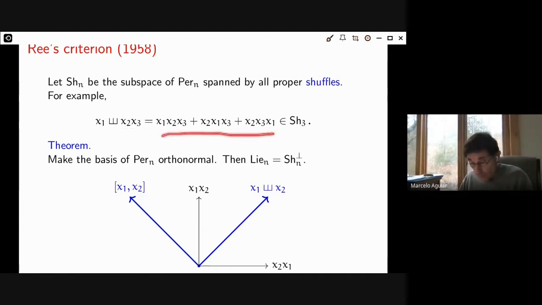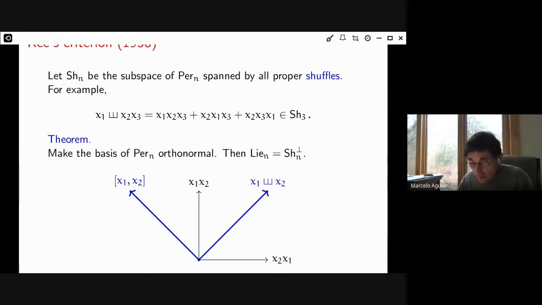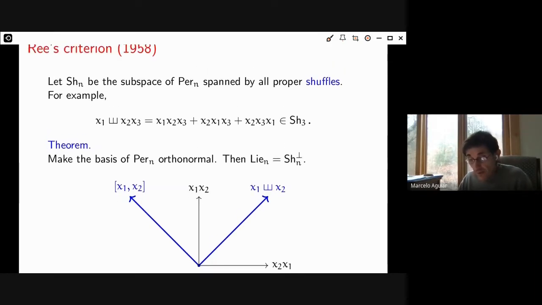These combinations of monomials that you obtain are called shuffles. You take all the shuffles, they span a subspace of our space of dimension n factorial, the space of proper shuffles. And this criterion of Ree tells us that the space Lie_n and the space of shuffles are related in this particular manner. One is the orthogonal of the other. And to speak of orthogonality, we should make reference to a particular inner product.